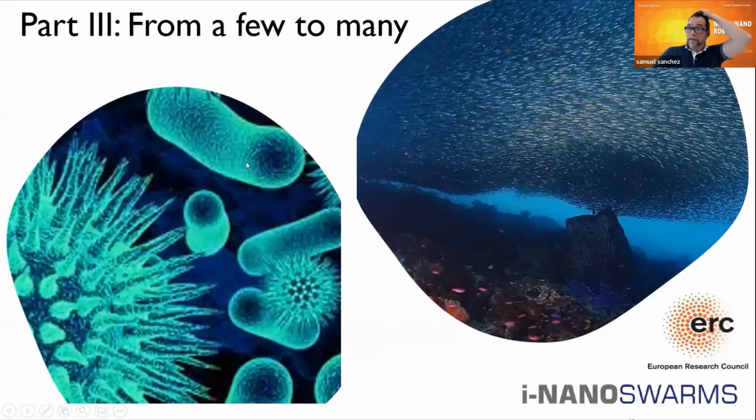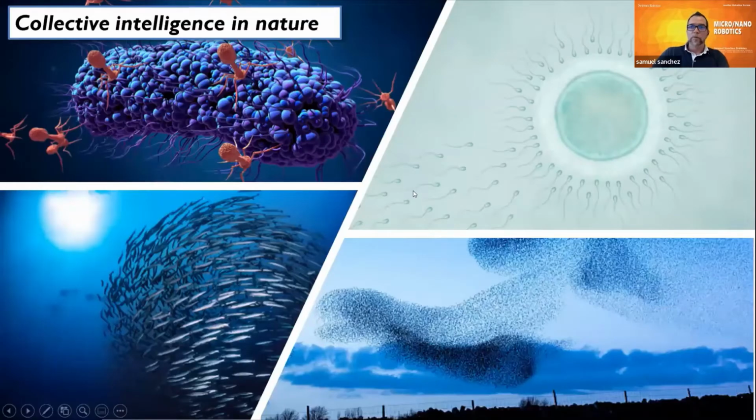So the last part is, how can we go from a few particles to many, right? This is part of my ERC consolidator grant, what we call Nanoswarm, so as to go from the single particle motion you have seen right now to collective motion. Why do we want to do that? Because nature is collective by itself, right?